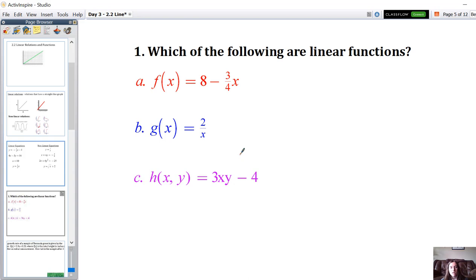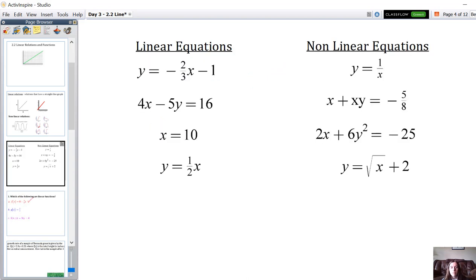If you guessed A, you are correct. The problem with B is we have this variable in a denominator. That is not linear. The problem with C is we have these two variables that are being multiplied. Again, not linear. But in part A, we have a constant, we have this variable with a coefficient. None of those rules are being broken.